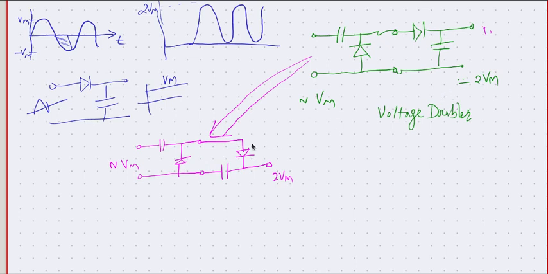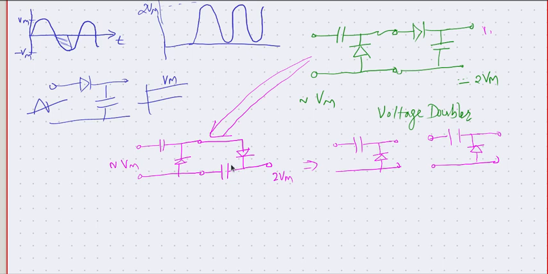This can also be viewed in another way. Instead of thinking capacitor at the lower end, we can think it on the upper end, and the diode now in the reverse direction. So that becomes one more clamping circuit.